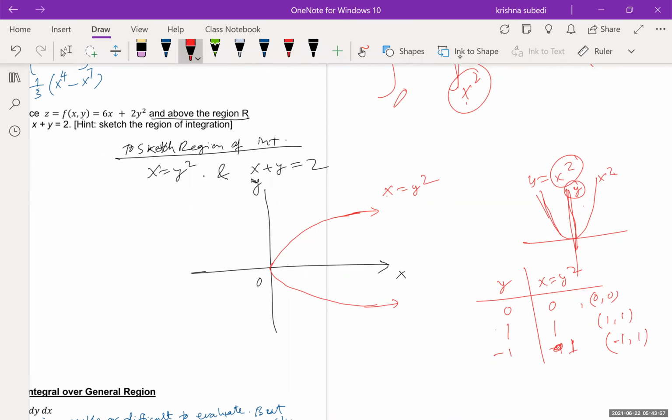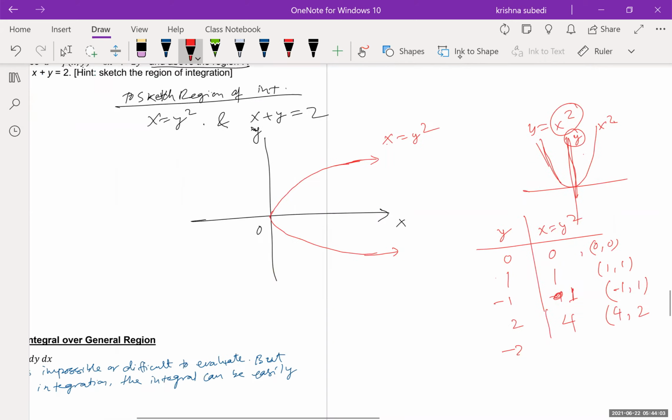And so when y is 2, x will be 4. This is 4 and 2. If it is negative 2, this will be 4 again, so 4 and negative 2, and so on. So you just draw the graph, you're going to get that.